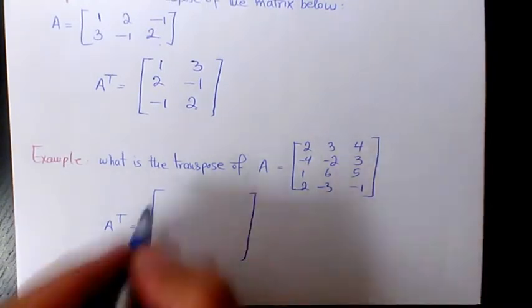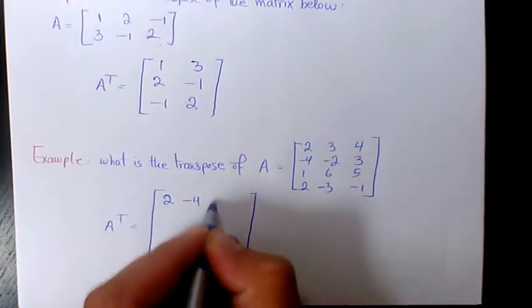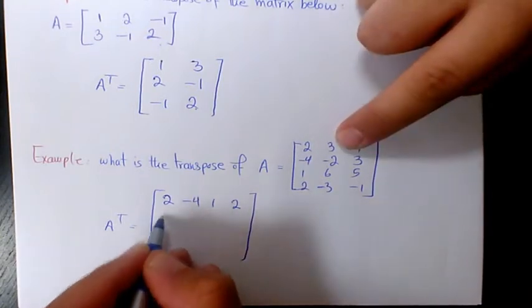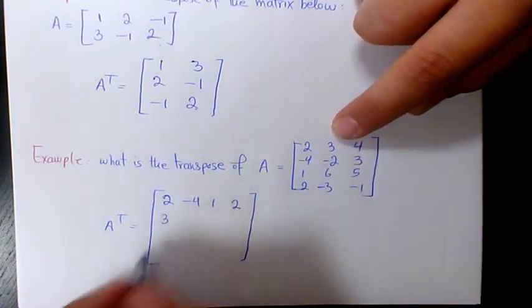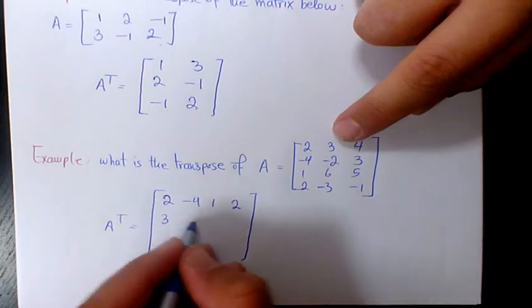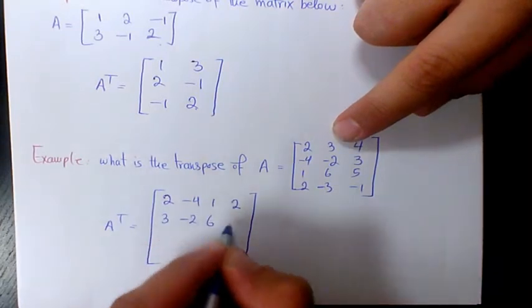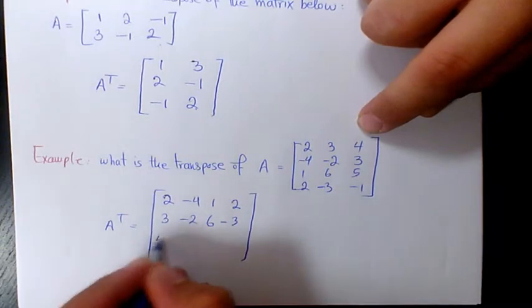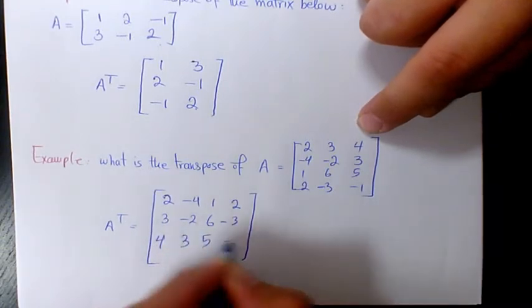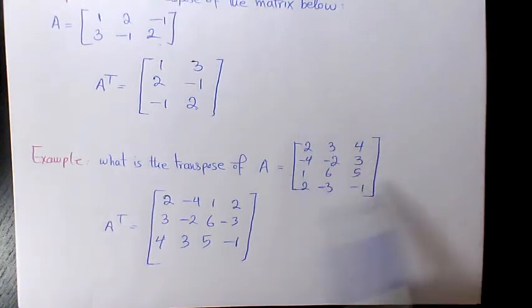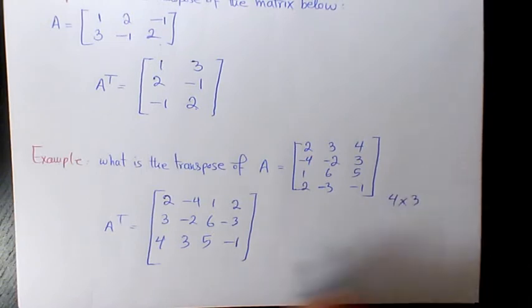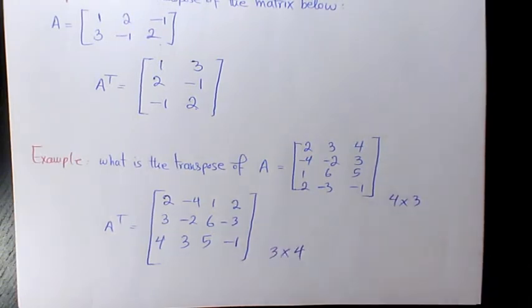So that's going to be 2, negative 4, 1, 2, 3. Oh, actually this one is 4 by 3, so it's going to be 3 by 4. So that's negative 3, negative 2, 6, and negative 3. And here we have 4, 3, 5, and negative 1. So this one is 4 by 3, so this one is going to be 3 by 4. That's the transpose of this matrix.